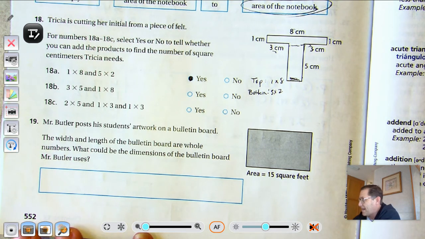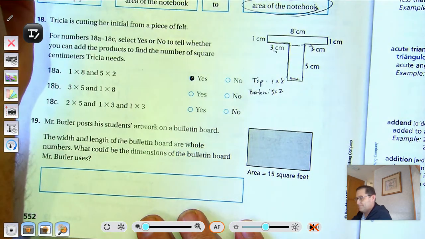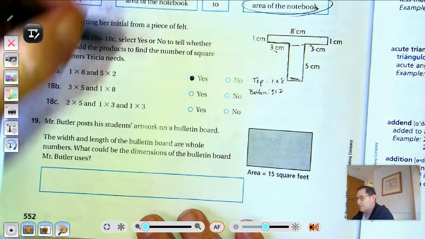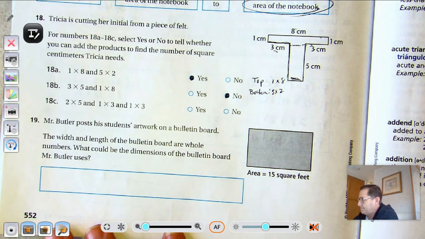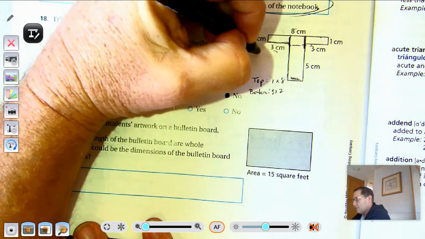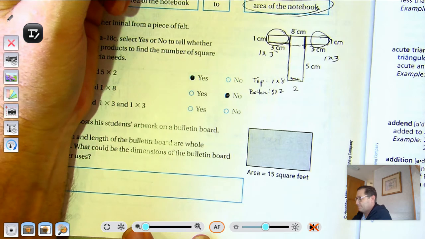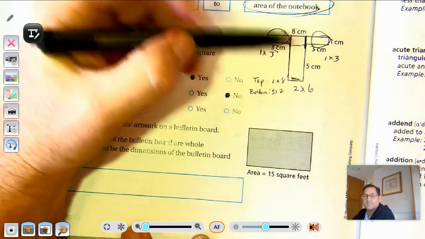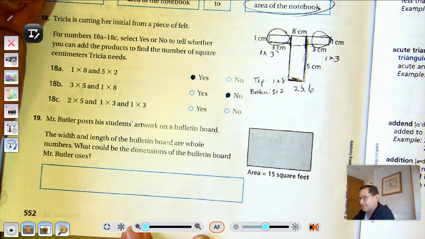18B, 3 times 5 and 1 times 8. No, that won't work. Next, 2 times 5 and 1 times... Okay, so let's see. If we divided it there, this would be 1 times 3, and this would be 1 times 3. The middle would be 2 times 6, because 5 plus 1 more is 6. This space is 2. This is 6. So 2 times 6. So no.